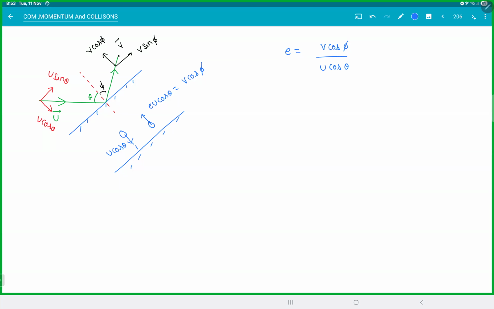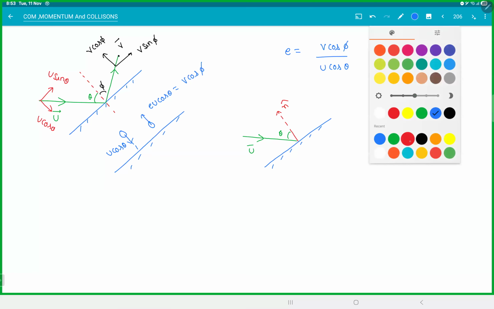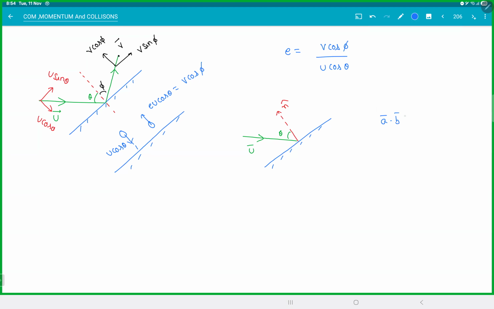So I don't want v, I want v cos phi. I don't want u, I want u cos theta. So how do we get that? If this is your normal, this is your u bar, and this is theta. I hope you remember a bar dot b bar is mod a, mod b, cos theta. So mod a cos theta is a bar dot b bar by mod b. You guys remember that concept? Vector component of one vector in the direction of another vector. We did it in dot product.